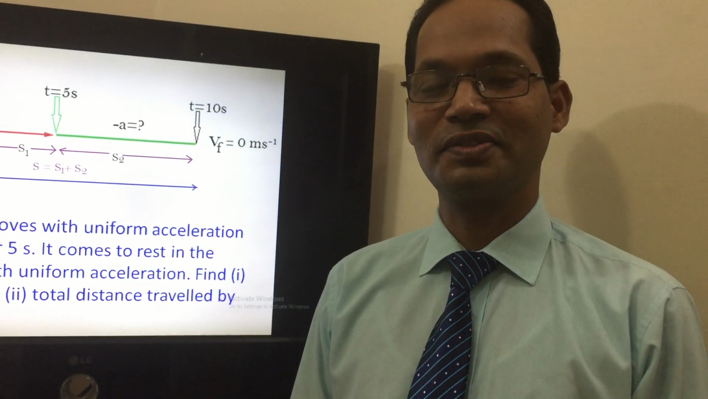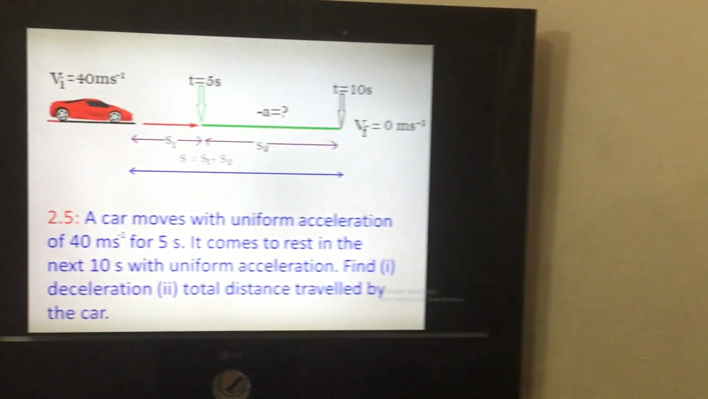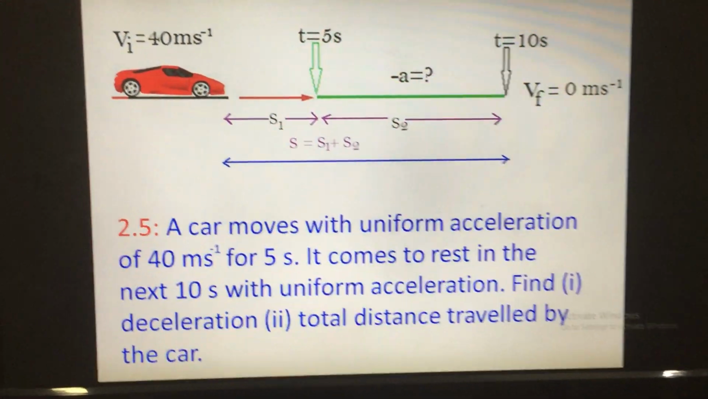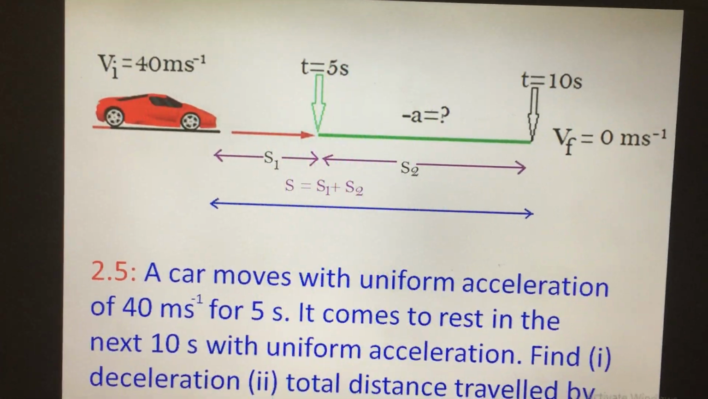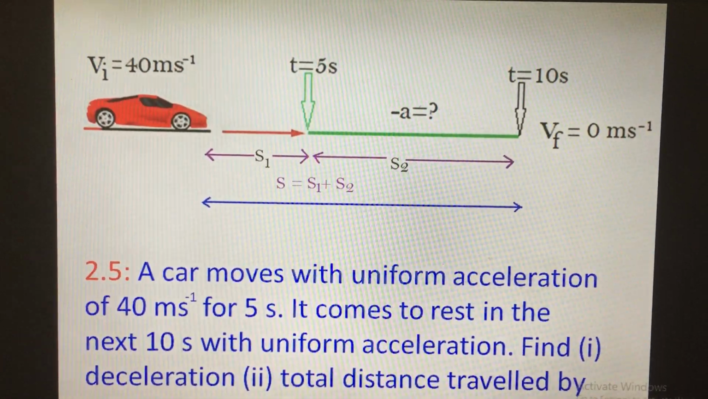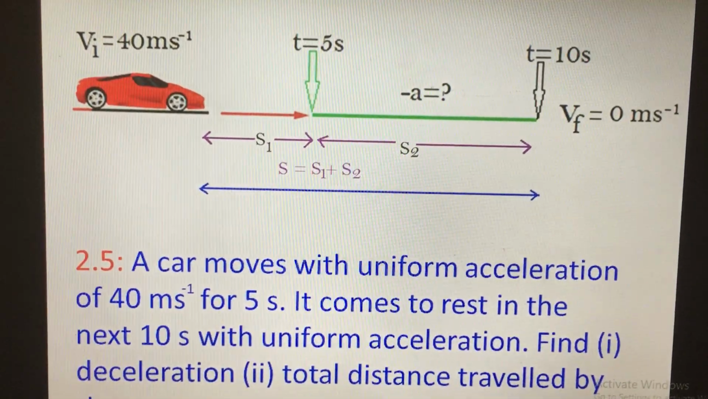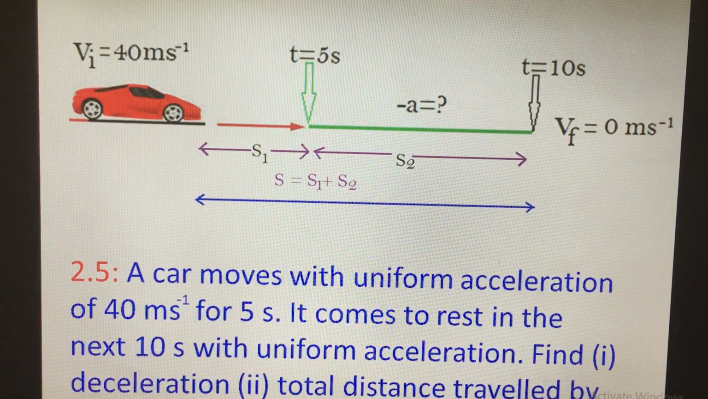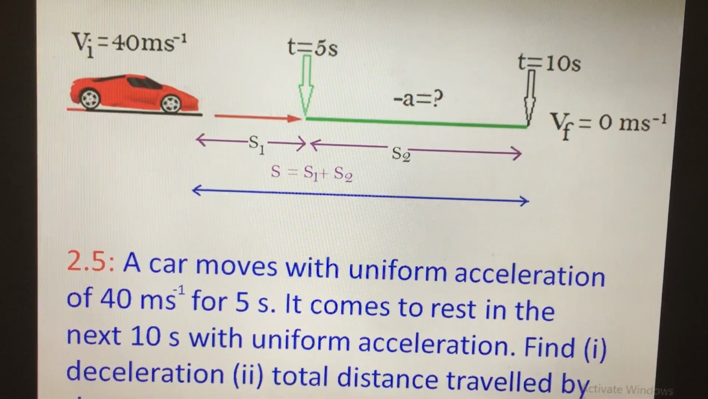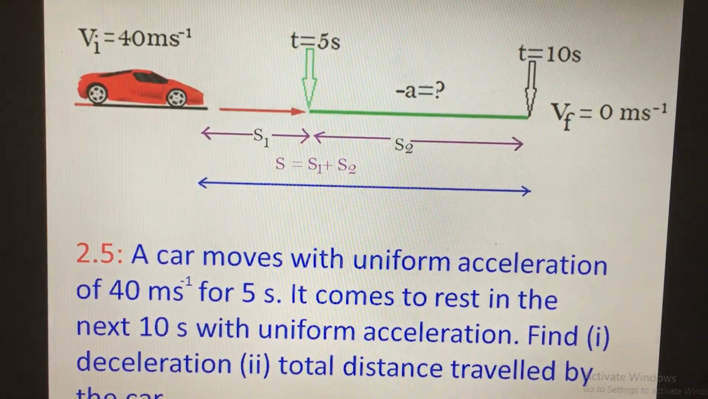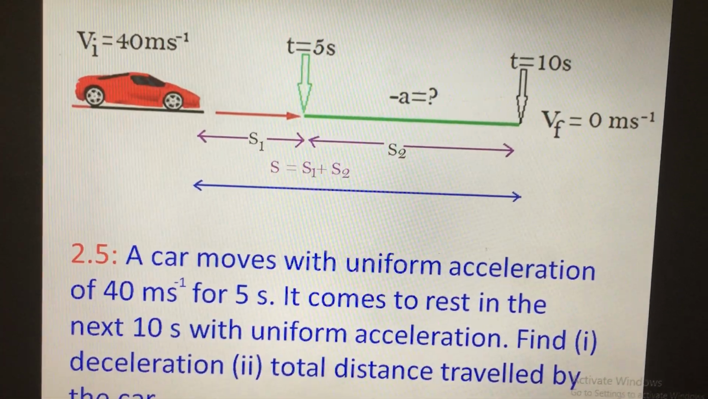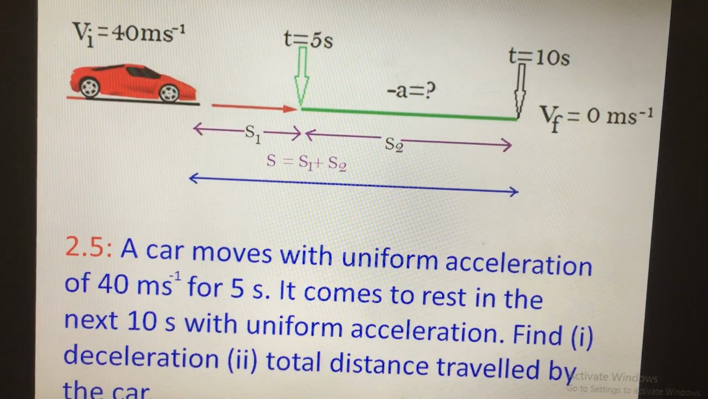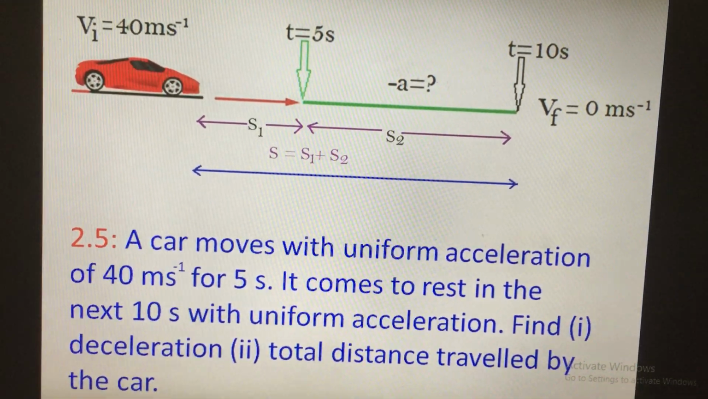So kinematics, second unit, problem number 2.5. In this problem, we have a car that moves with a uniform velocity of 40 meters per second for 5 seconds. It comes to rest in the next 10 seconds with uniform acceleration. Find number 1, the deceleration, and number 2, the total distance traveled by the car.